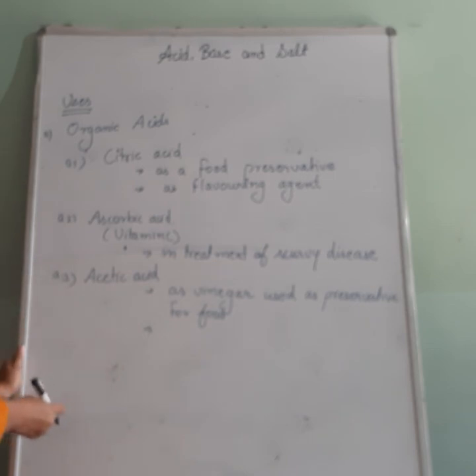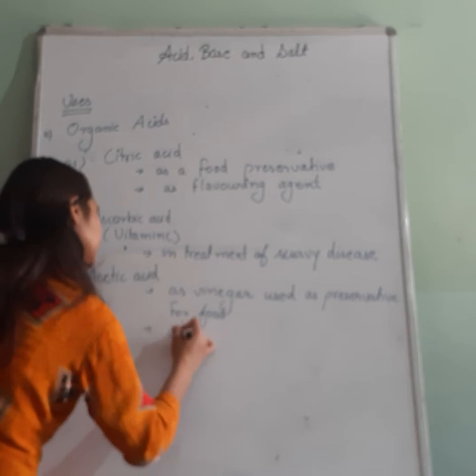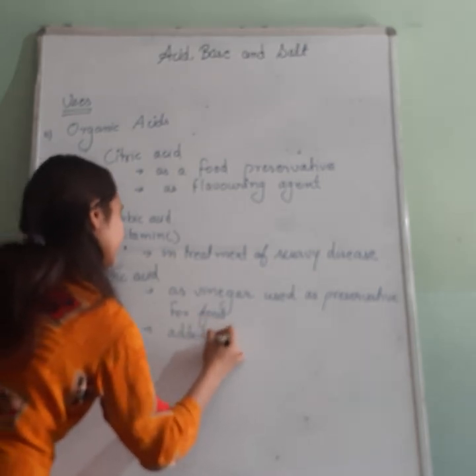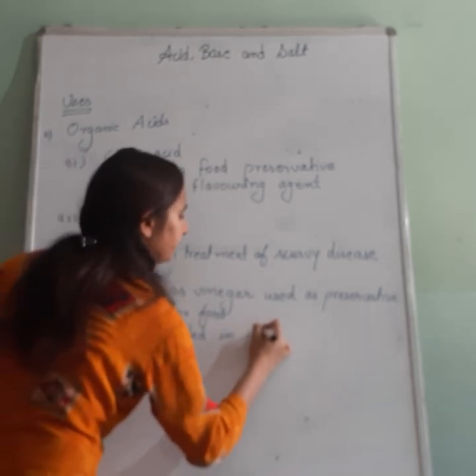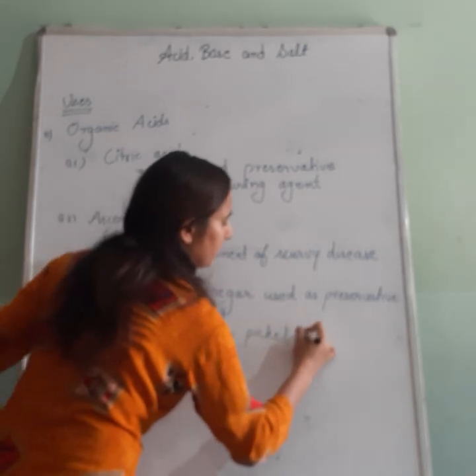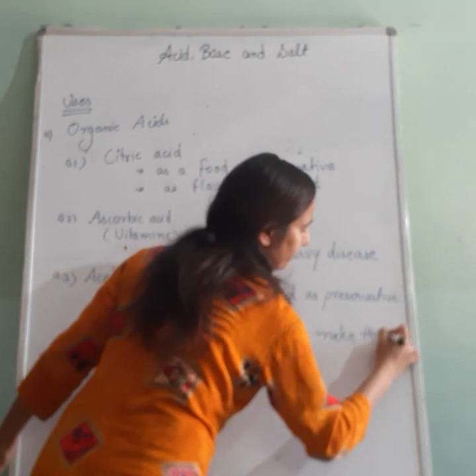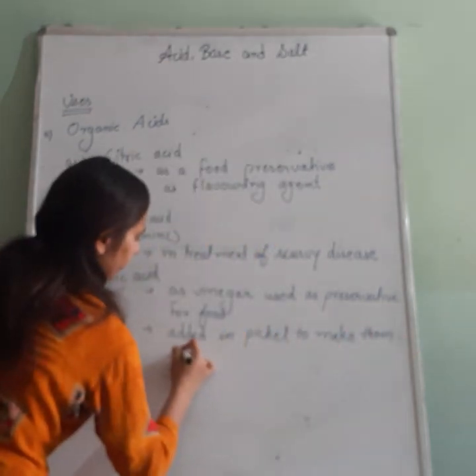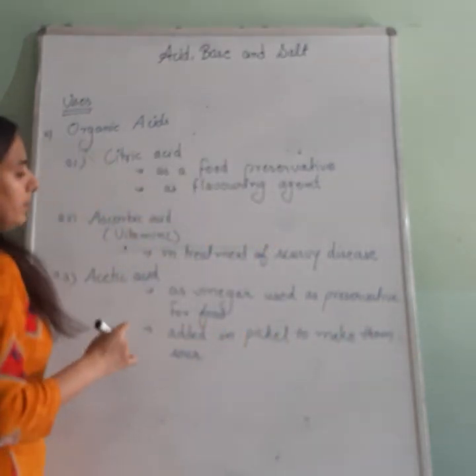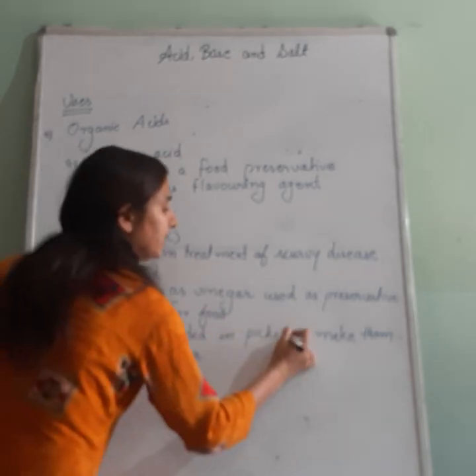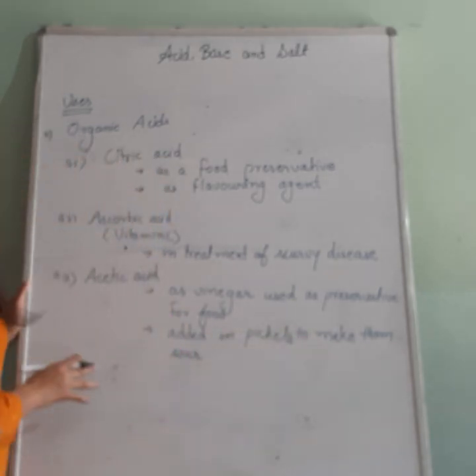And second one, acetic acid is added in pickles to make them sour. पिकल्स में इसको ऐड किया जाता है उनको सोर, उनको टेस्ट प्रोवाइड करने के लिए.